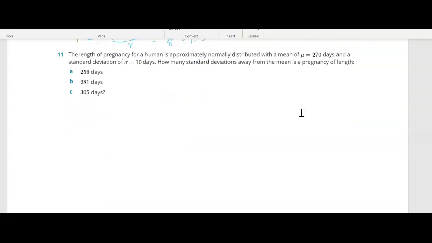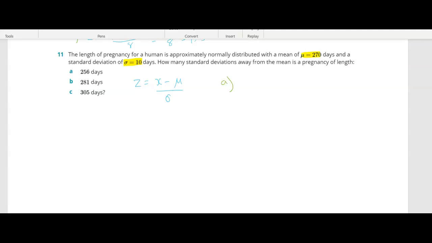All right, let's just do question 11 as well, even though I thought it was a different type of question. The length of pregnancy for a human is approximately normally distributed with a mean of 270 days and a standard deviation of 10. How many standard deviations away from the mean is a pregnancy of a length? Okay, so we still do the Z score for each one. So your Z score is X minus your mean over your standard deviation.